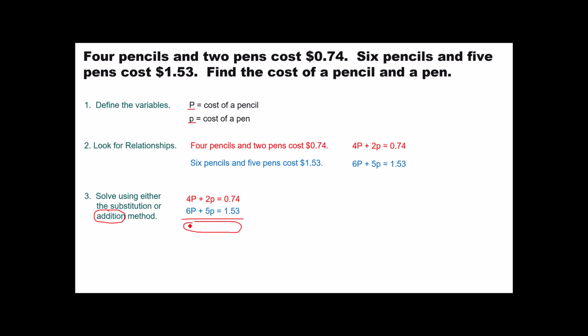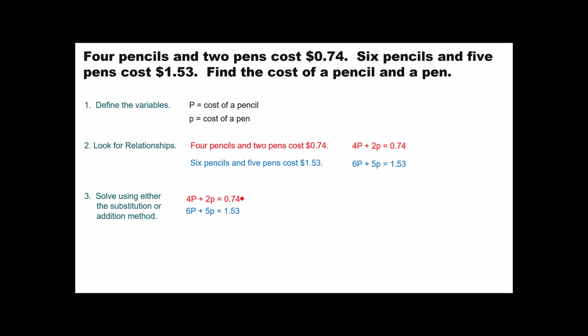Notice that 4p plus 6p does not give me a 0. That would give me a 10p. And notice that 2p and 5p give me a 7 lowercase p. This is a problem for me because neither of the variables disappeared. So what I'm going to do is go back and erase all the ink on the slide.